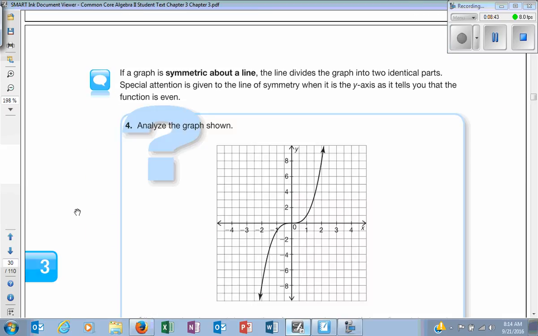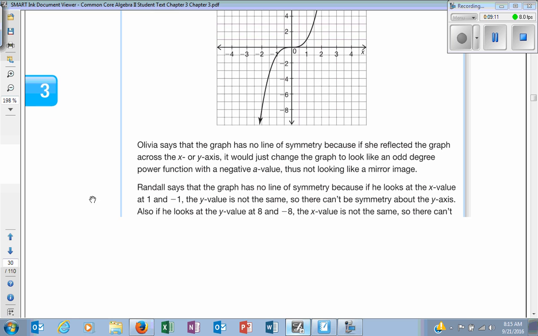Alright, so that talks about being symmetrical about a line. The line divides the graph into 2 identical parts. Special attention is given to a line of symmetry when it is the y-axis, because it tells you that the function is even. So in order for a function to be even, the line of symmetry has to be the y-axis. We're going to talk about even and odd later on.